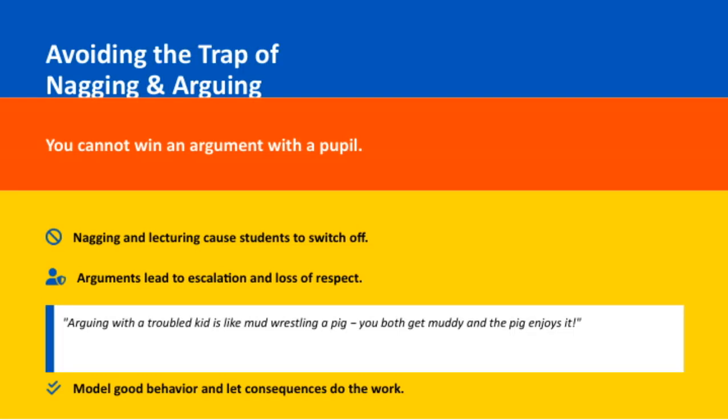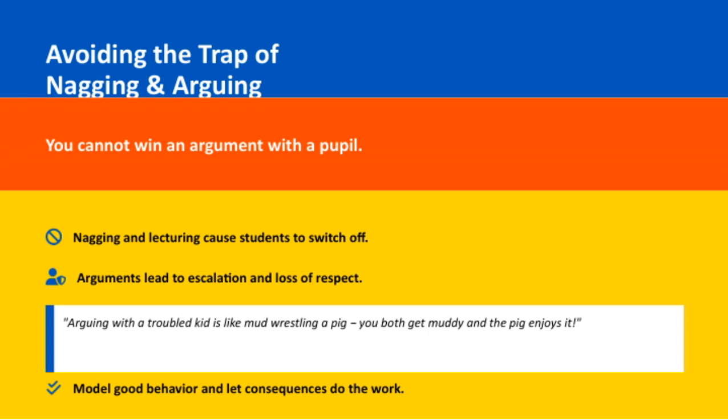When dealing with challenging behavior, it's often best to model good behavior ourselves and let the natural consequences do the work. Now, there's a well-known saying that arguing with a troubled kid is like mud wrestling a pig. The point is, both of you end up getting muddy, and surprisingly, the pig enjoys it. So, engaging in arguments tends to escalate the situation rather than resolve it. It can lead to a loss of respect on both sides, which makes future behavior management even harder.